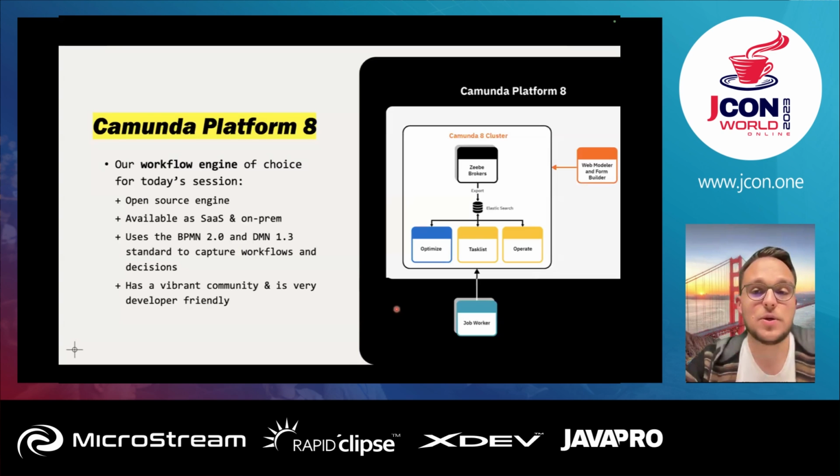Cool. The tool which we'll use today, as already mentioned, is Camunda Platform 8. It's the workflow engine of our choice. It's an open source tool. So the ZB broker, as we see here, the workflow engine, is open source. Hence, I decided to go for it. It's available as SaaS or on premise.